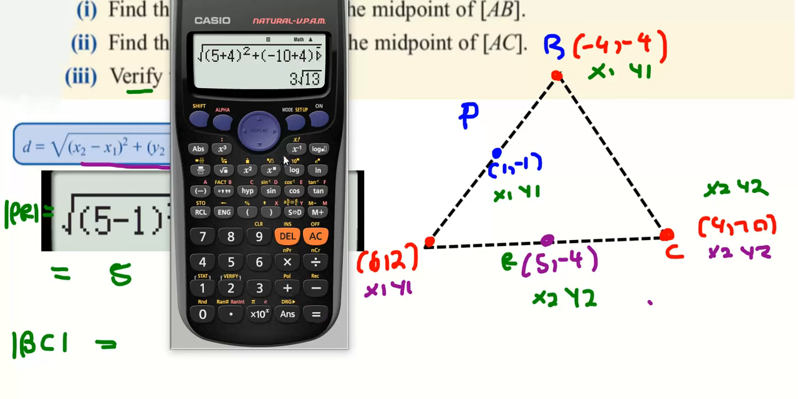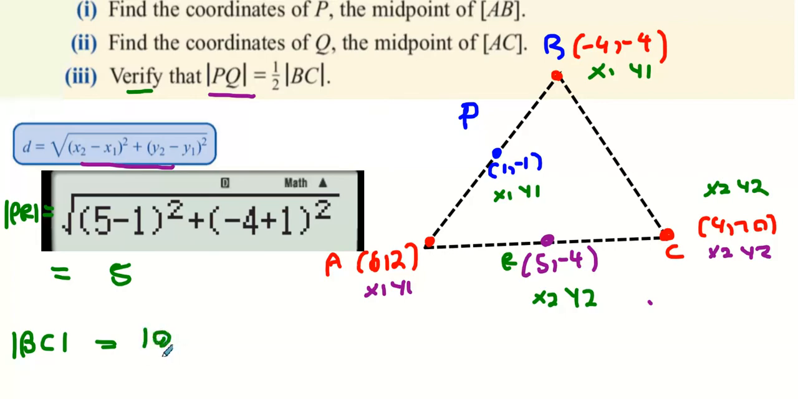Oh dear, who got that? It's not 5 plus 4, it's 4 plus 4. Sorry, I'm doing B to C, haven't I? So it's 4 plus 4, yeah? And that gets me my 10. Perfect.